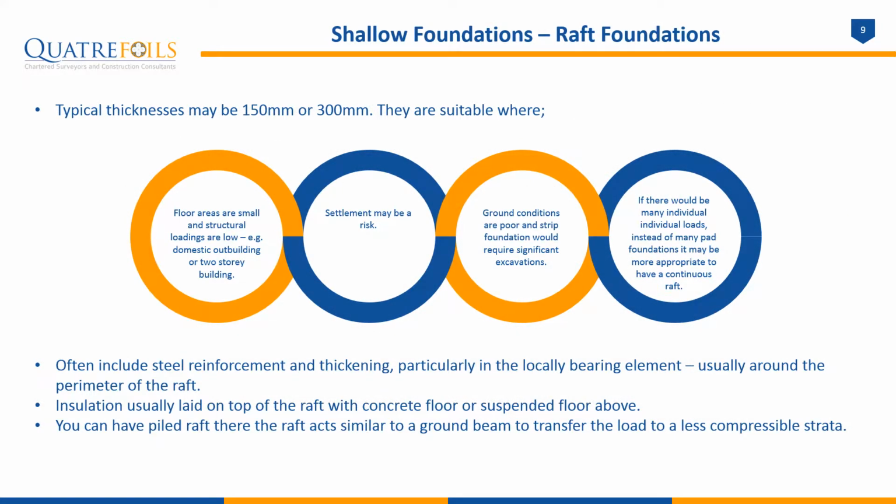Raft foundations can typically be 150 to 350 mm thick, depending upon the size of the structure above. The foundations often have steel reinforcing bars and/or mesh reinforcement set within them for additional support. It can also be an option in situations where there are many individual point loads, so instead of constructing a series of pad foundations, it may just be quicker and easier to install a continuous raft foundation over the whole site. Raft foundations often form the base of the floor construction, where insulation and a concrete floor or suspended floor are laid on top of these.